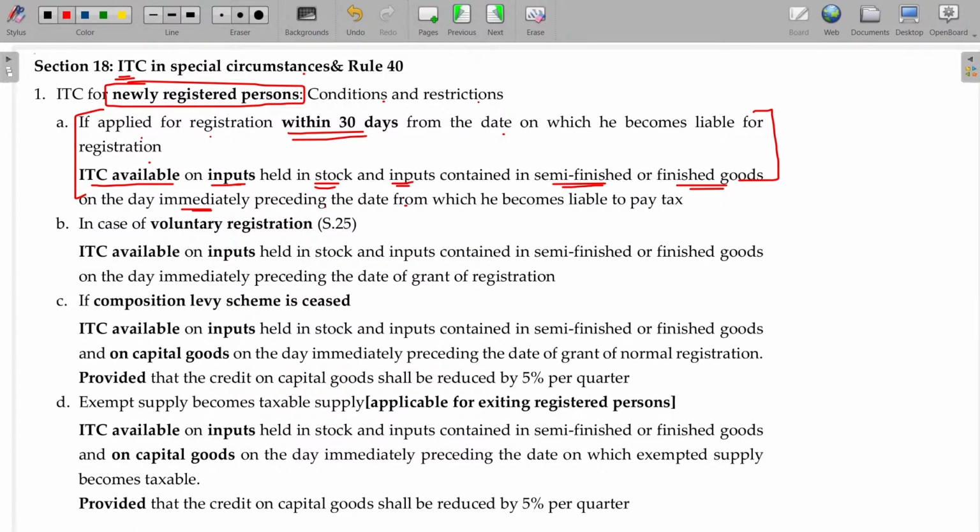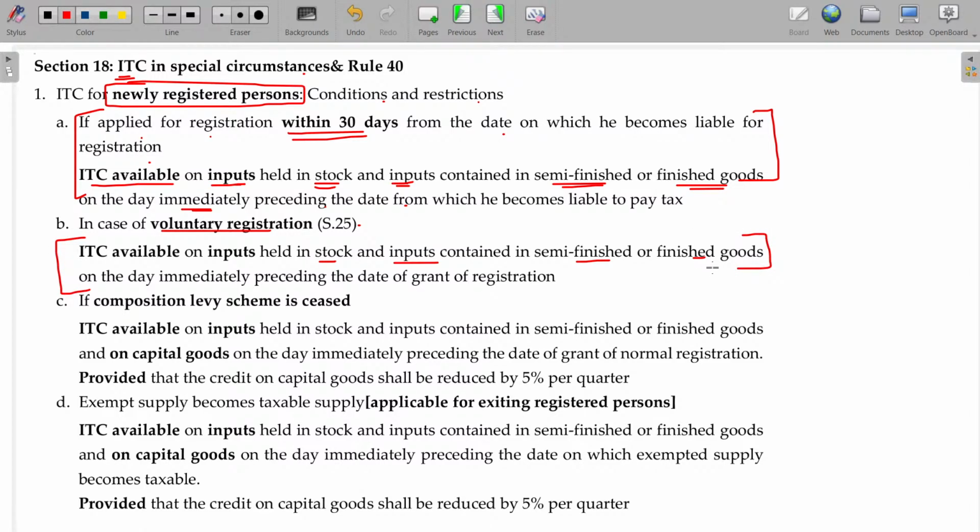Now what happens, sir, in case of voluntary registration? So I do voluntary registration under section 25. I am not required to register under section 23 yet, but I may go for voluntary registration. Can I do so? Yes, of course I can go for registration voluntarily. In this case also, before the date of application for registration, you have to intimate the inputs held in stock and inputs contained in semi-finished and finished goods on the date immediately preceding the date of grant of registration. After showing that, once you get the registration certificate, you can get the ITC on those stocks.